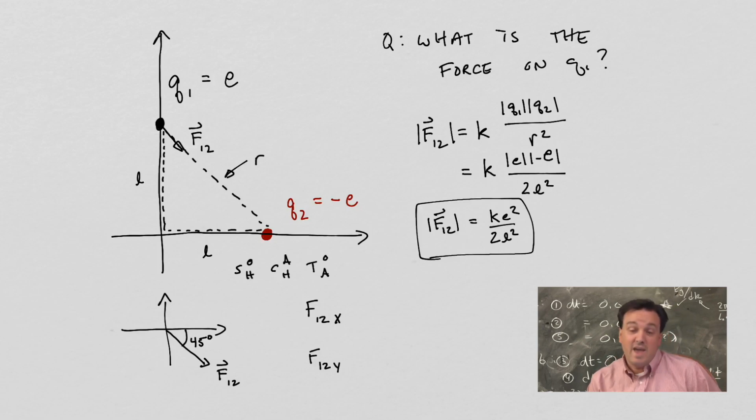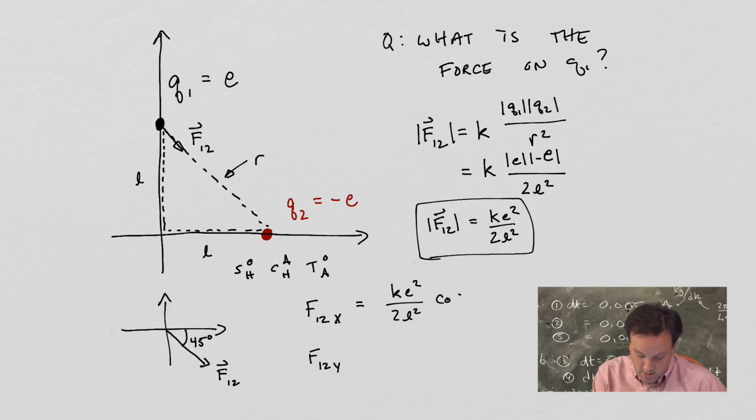SOHCAHTOA. And that's enough to remind me that the sine goes with the opposite over the hypotenuse, the cosine goes with the adjacent over the hypotenuse, and the tangent goes with the opposite over the adjacent. And so when I look at my diagram for F12, the x component is adjacent to the angle 45 degrees. And so I know that the x component here is going to be the magnitude of my vector, k e squared over 2L squared times cosine 45 degrees.